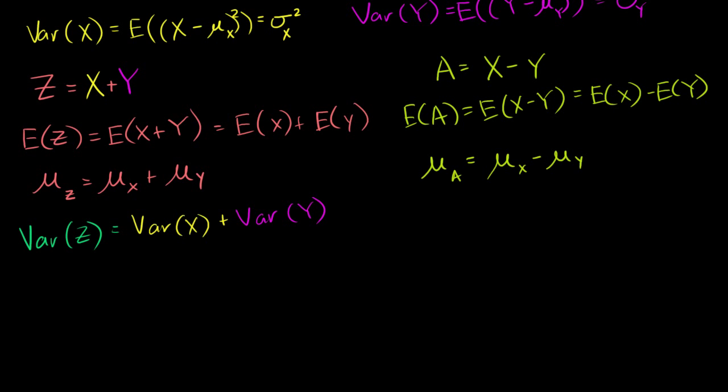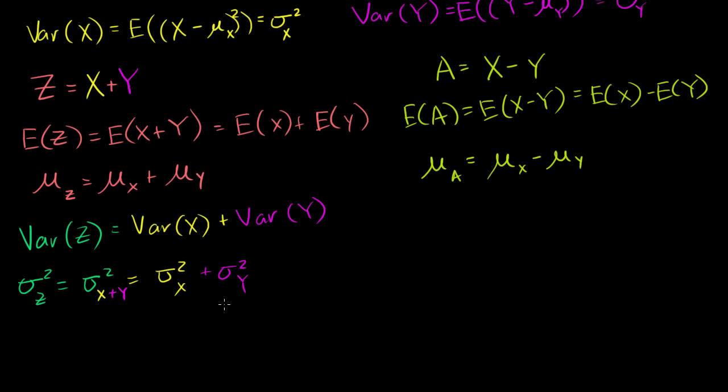Or another way of thinking about it is that the variance of z, which is the same thing as the variance of x plus y, is equal to the variance of x plus the variance of random variable y. And hopefully that makes some sense. I'm not proving it to you rigorously. And you'll see this in a lot of statistics books.